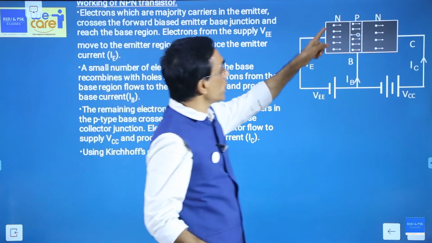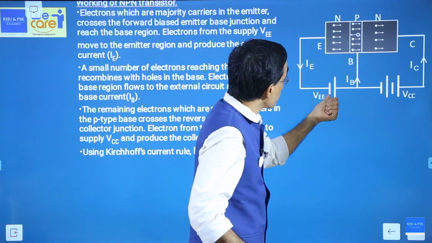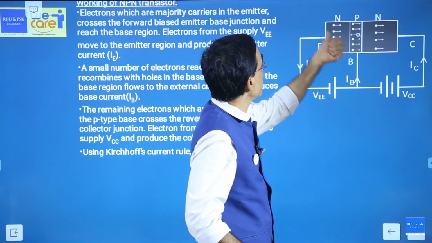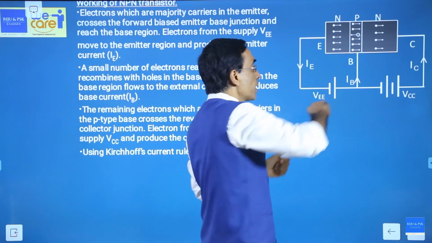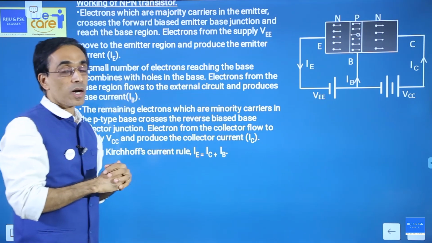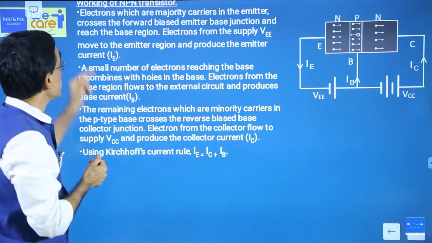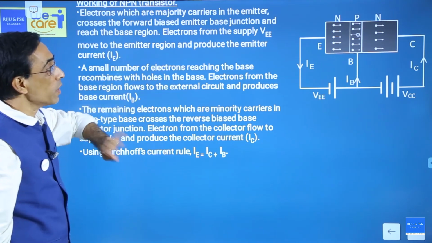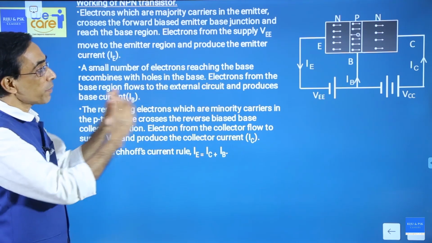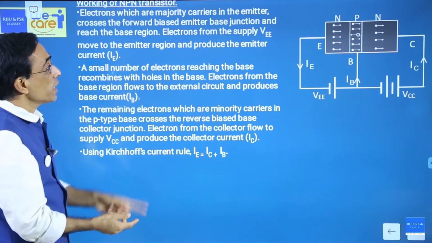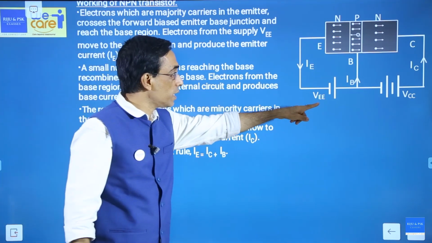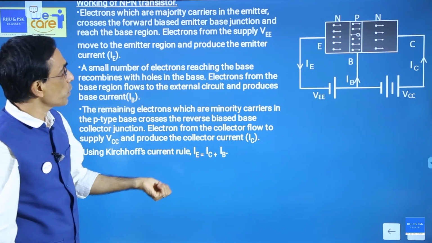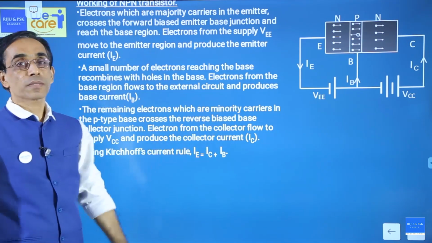Electrons which are majority here will cross the junction, and electrons from the battery will come and occupy this region. From here electrons will come, and that will produce a current in the opposite direction, which is called the emitter current. How is the emitter current produced? First statement: electrons which are majority in the emitter cross the forward biased emitter base junction and reach the base. Electrons from the supply VEE move to the emitter and produce the emitter current, which is in the opposite direction.